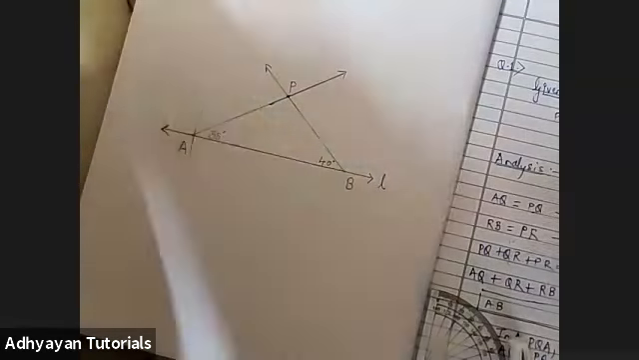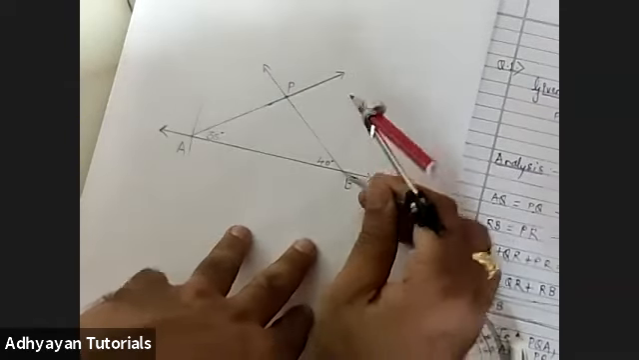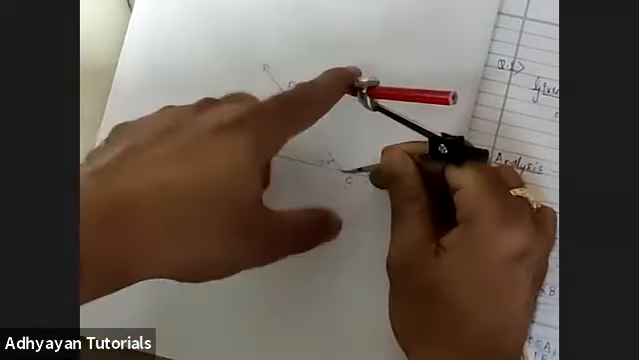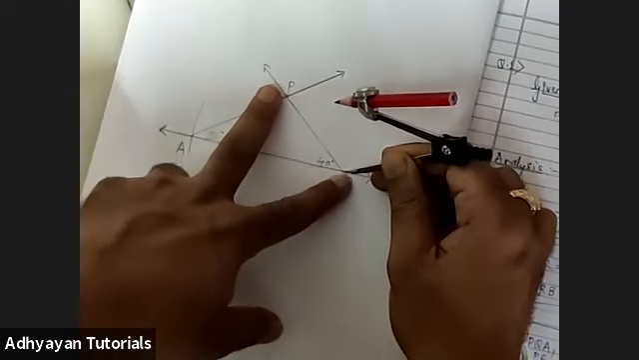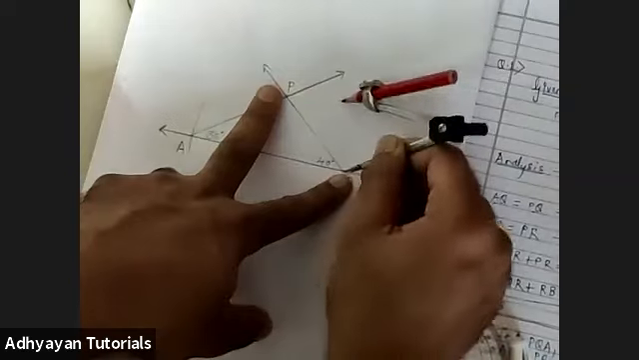So the question is, how do we draw perpendicular bisectors? I'll help you there. Place the pointer on point B. Now I am trying to draw a perpendicular bisector for PB. Take a measure more than half, and draw an arc on one side of the line.